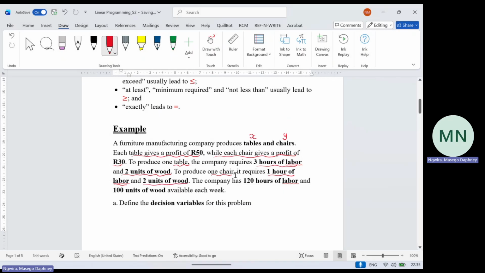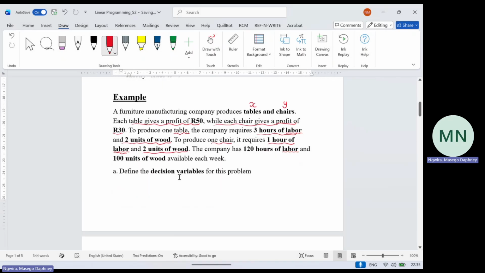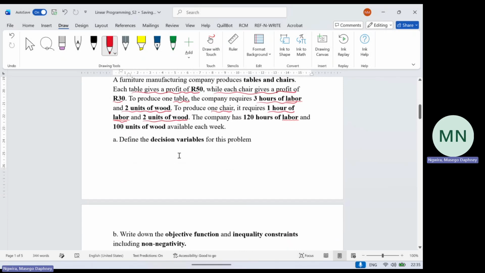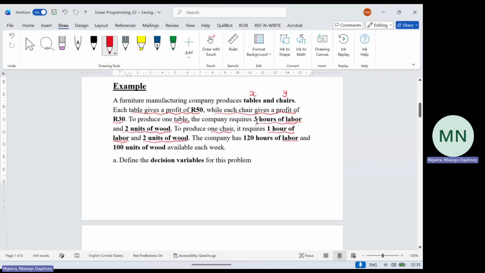And then they're saying that the company has 120 hours of labor and 100 units of wood available each week. Normally when I do these problems, I use a table method, so you will see as we move on. Let's go to the first question. The first question says, define the decision variable for this problem.